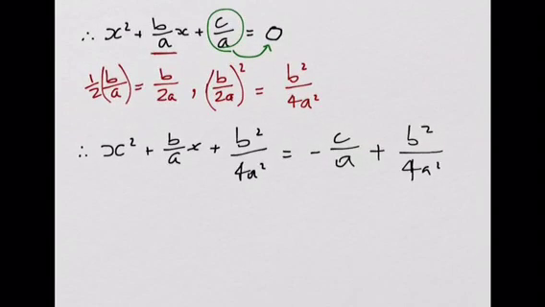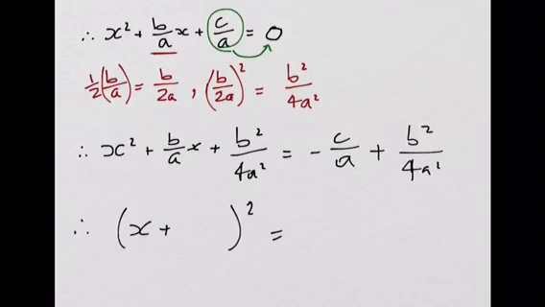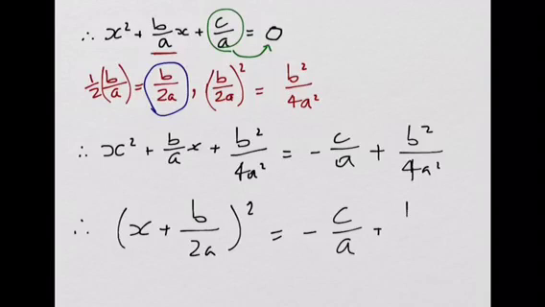Okay, so on the left hand side we can put this into our brackets now. x plus something, all squared, equals, and the right hand side, which we'll sort out in a second. So what was the something? It was the half of the b on a, half of the x coefficient. So we have x plus b on 2a all squared equals negative c on a plus b squared on 4a squared.